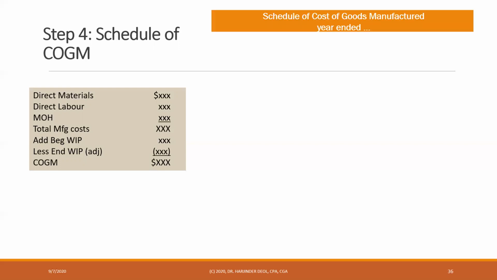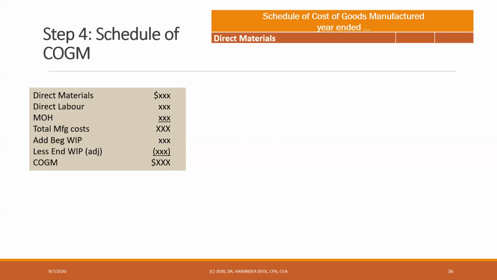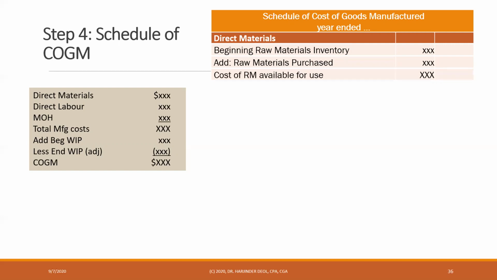So there must be a title. You'll start with direct materials, the calculation of which involves taking the beginning raw materials inventory, add to that raw materials purchased to get the cost of raw materials available for use. From this cost of raw materials available for use, you deduct the ending raw materials inventory to get the cost of raw materials used for production.